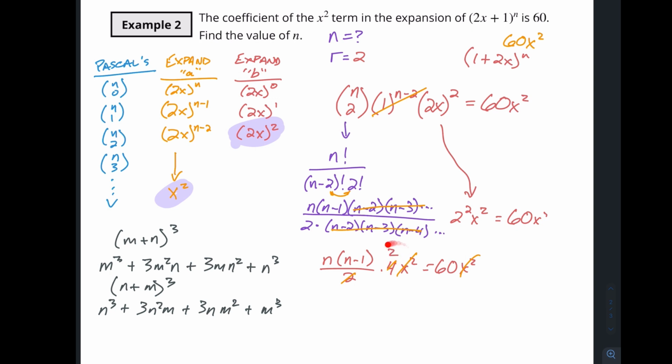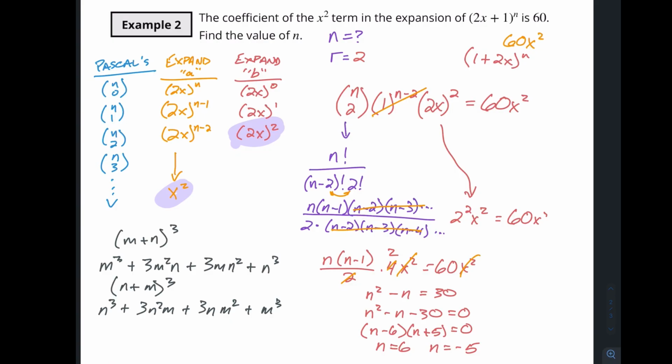Now, if I divide both sides by this 2 to get that out of the way, I'm left with n squared minus n equals 30. I'm going to bring my 30 over because now I've got a quadratic. That's awesome. I know how to do quadratics. So I'm going to factor this. I'm left with n minus 6, n plus 5 equals 0. So n equals either 6 or n equals negative 5.